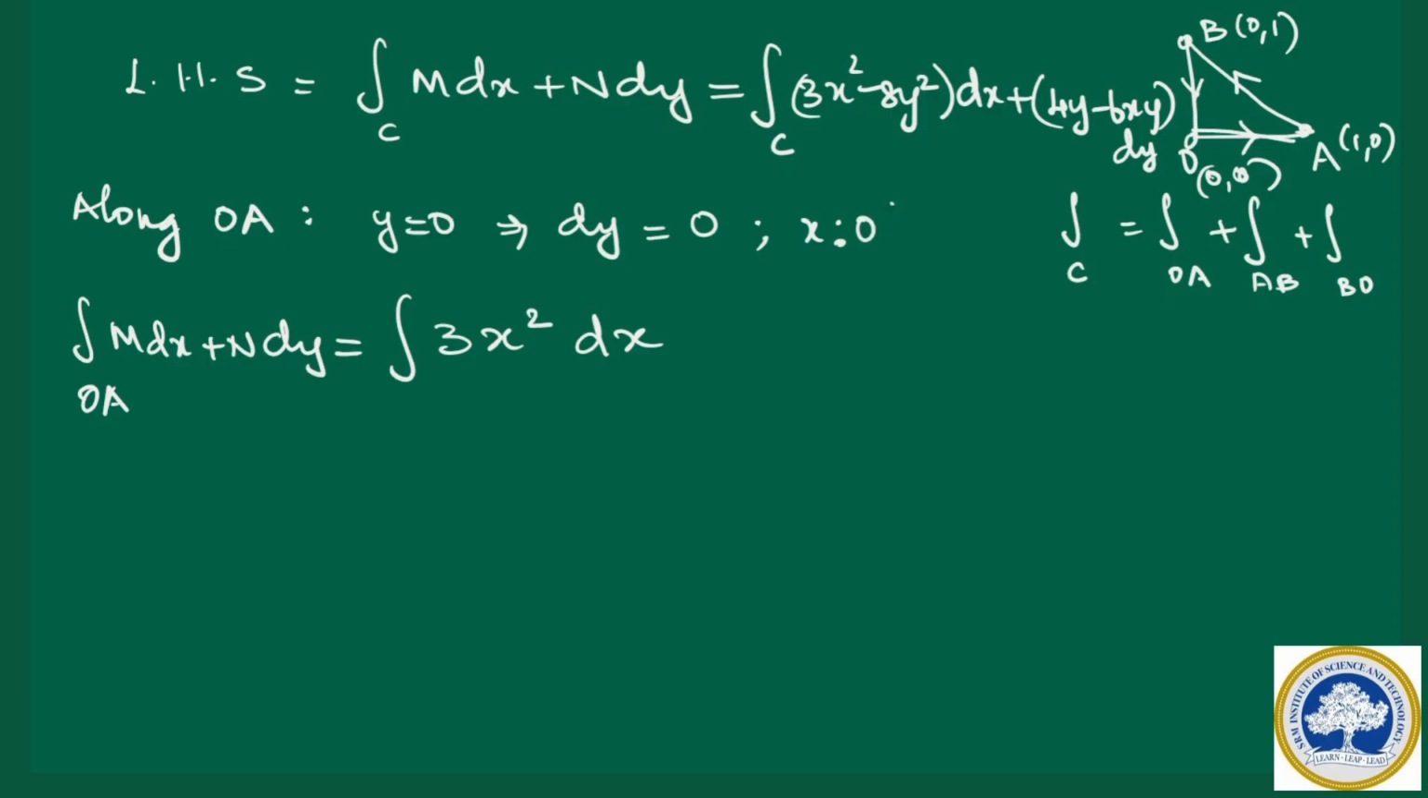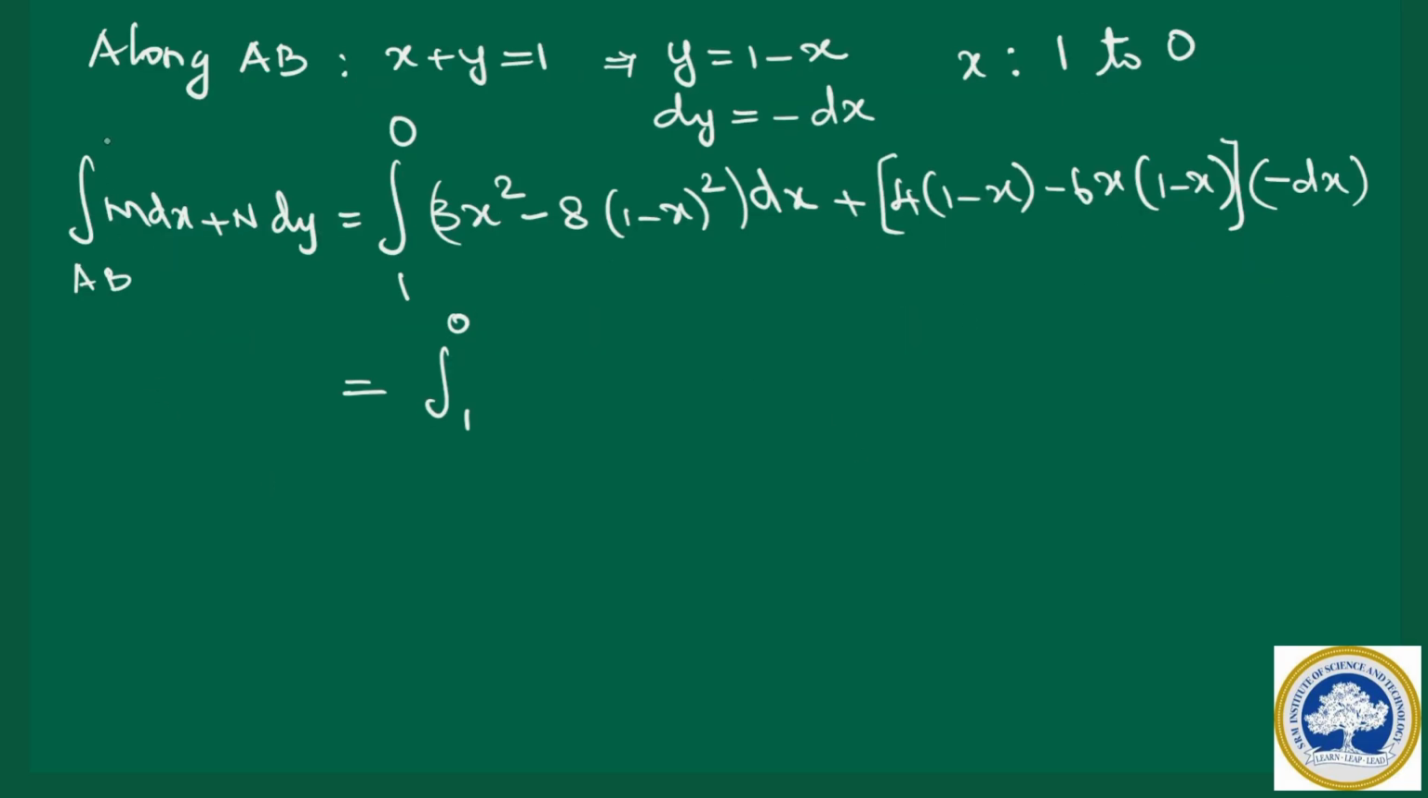So we can say that the limit of x is 0 to 1. While evaluating here, you put the limit as 0 to 1. Now you integrate it. While integrating it, it becomes 3x cube by 3 over the limit 0 to 1. So the answer is 1.